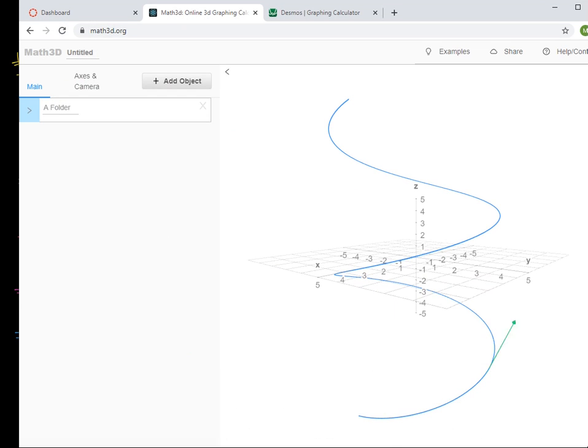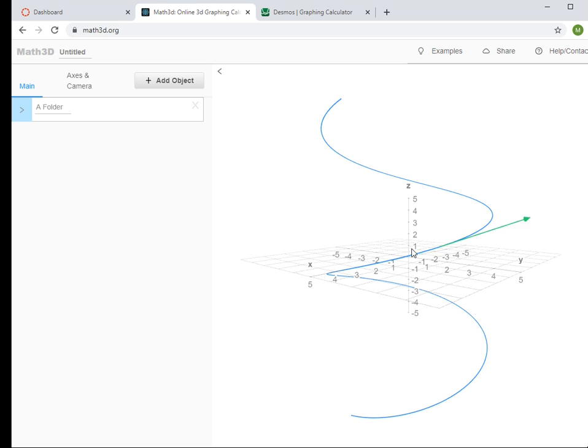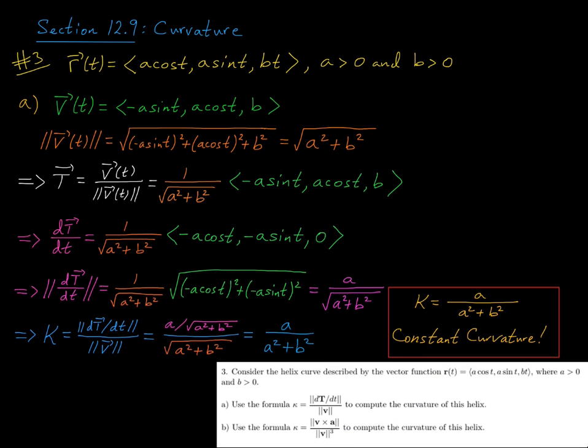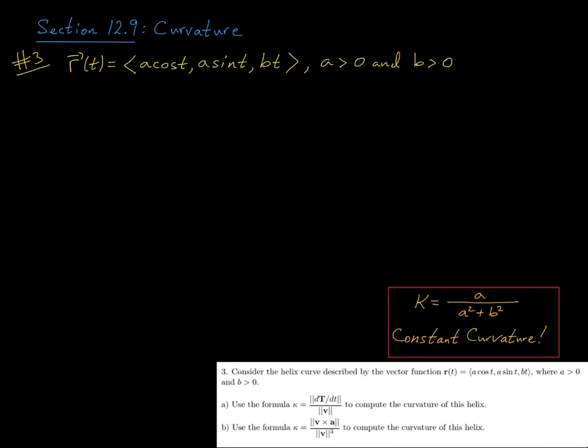Okay, so now here's a nice animation of our helix curve in blue, and this green vector you're looking at is the unit tangent vector. And so the fact that the helix has constant curvature implies that this green unit tangent vector is changing direction at a constant rate as we move along this path. All right. Great. So now let's go ahead and check out part B.